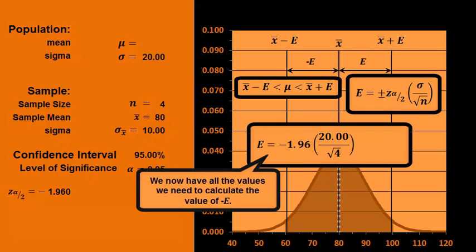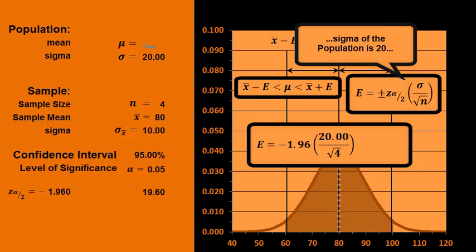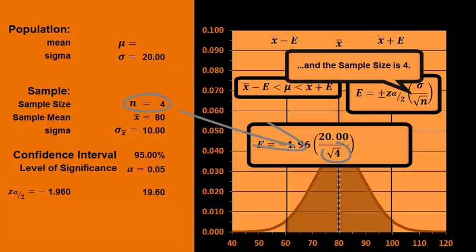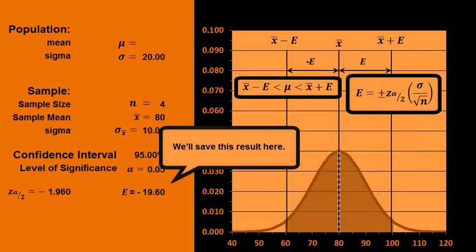We now have all the values we need to calculate the value of -e. Minus z of alpha over 2 is the value we just retrieved from the table. Sigma of the population is 20, and the sample size is 4. This results in a value of -19.6. We'll save this result here.